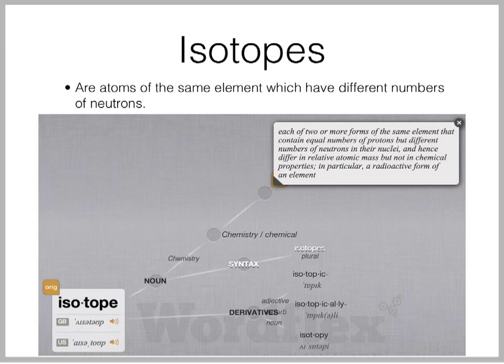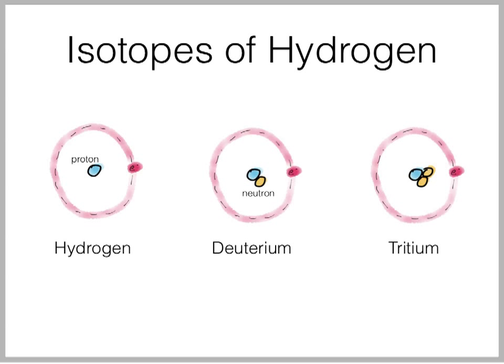You should remember that isotopes are atoms of the same element which have different numbers of neutrons. And here is a nice dictionary definition for you to read if you wish. Here we have 3 isotopes of hydrogen. How do we know they're hydrogen? Because they each have 1 proton.